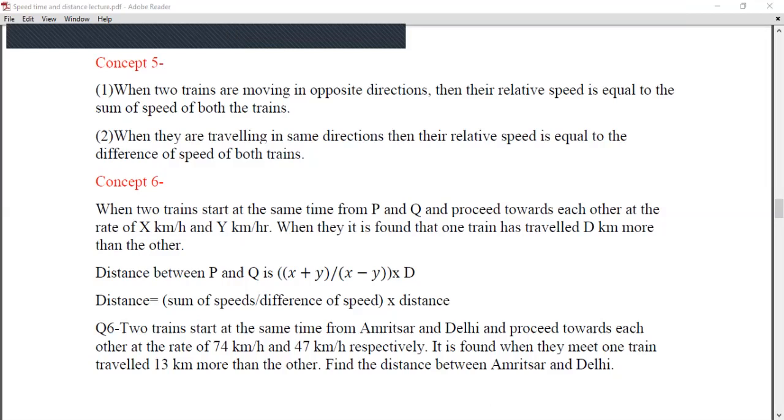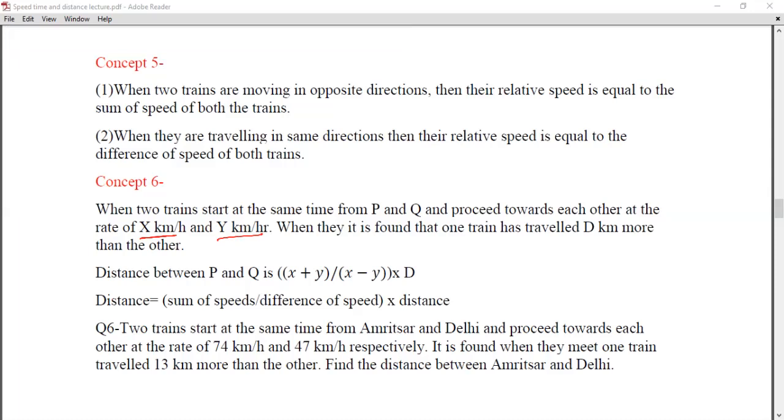So what is relative speed? Relative speed is the speed of an object or observer with respect to another reference object. Concept 6 is, when two trains start at the same time from P and Q and proceed towards each other at the rate of x kilometer per hour and y kilometer per hour.